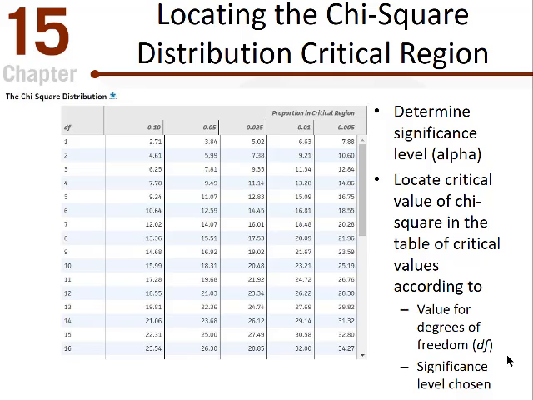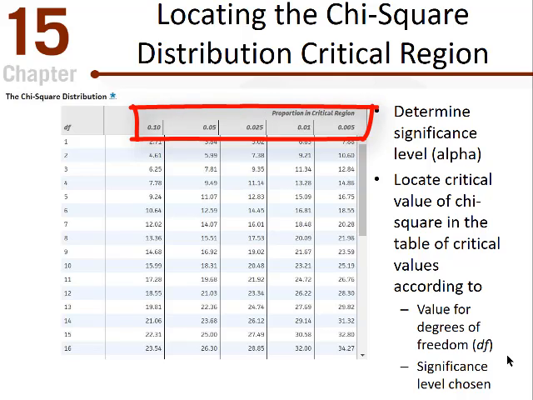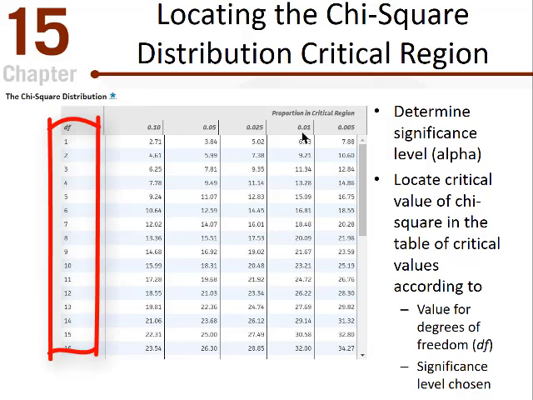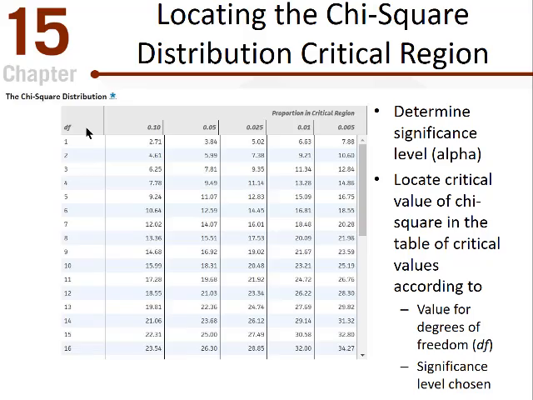When you locate your chi-square critical region, we do exactly what we did before. First, you determine your alpha level, so your significance level. So it's going to, for example, be by default always 0.05, right? Or is it going to be 0.01? And then you locate the critical chi-square from this table according to the value of degree of freedom and the significance level. So those are the only two pieces of information that we need.